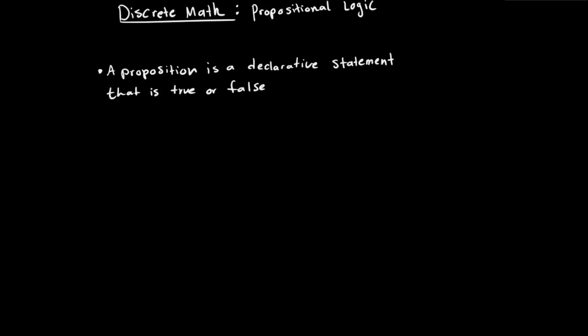In this video, we're going to be looking at propositional logic in discrete math. So a proposition is a declarative statement that is either true or false. Let's look at some examples of propositions, and let's see if we can identify what is a proposition and what is not a proposition.